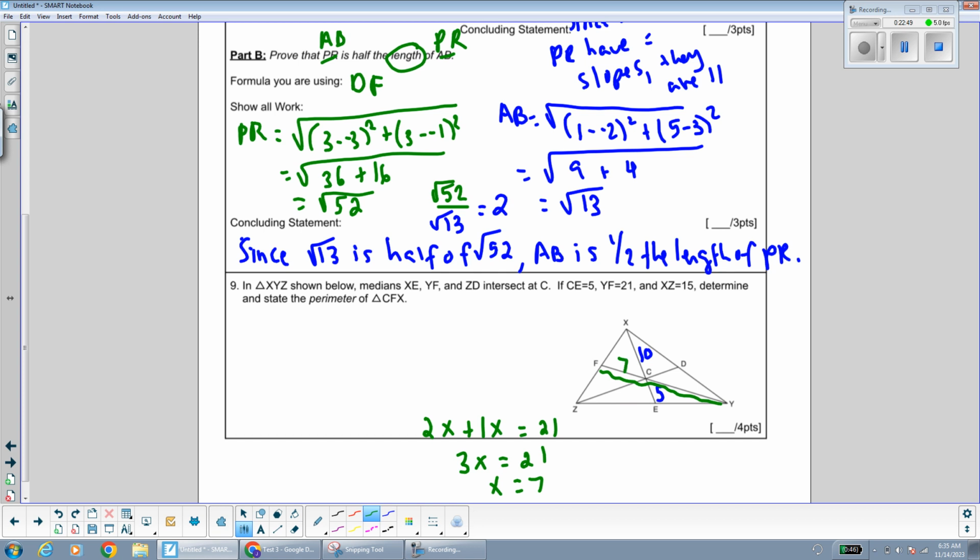And then finally, we know that XZ, the side of the triangle, is 15, while the medians are what's happening inside the triangle. But remember, median connects midpoint to opposite vertex. So F, E, and D are midpoints of the sides of the triangles that they're on. So they're splitting the side of the triangle in half. So that's 7.5. So we can add them together because our goal is to find the perimeter of this triangle. And now we know the 3 sides. So that's 14.5 plus 10, that's 24.5.